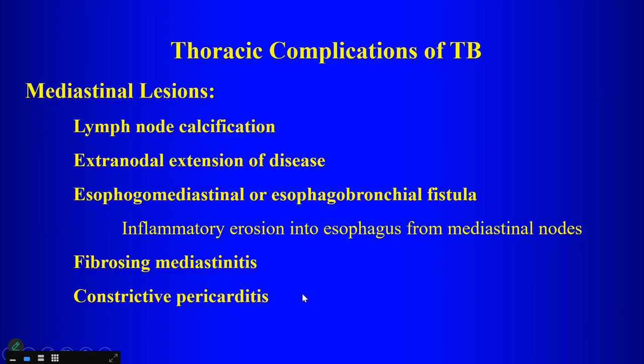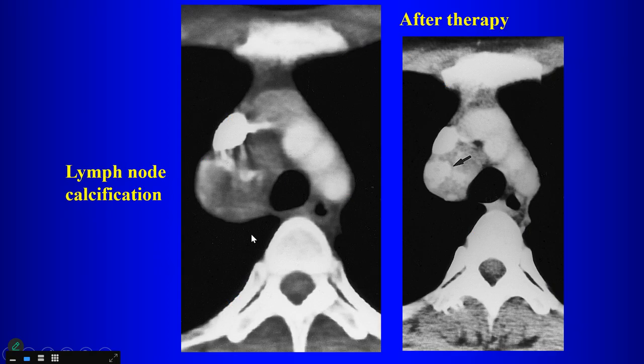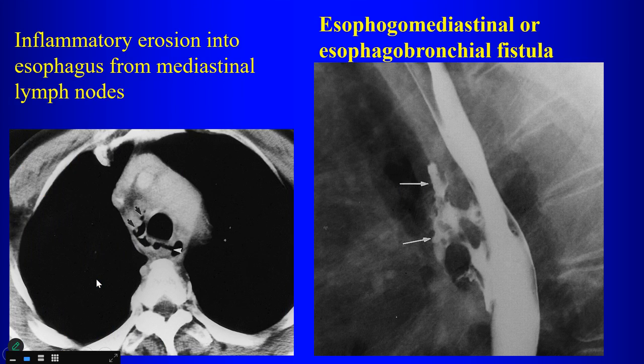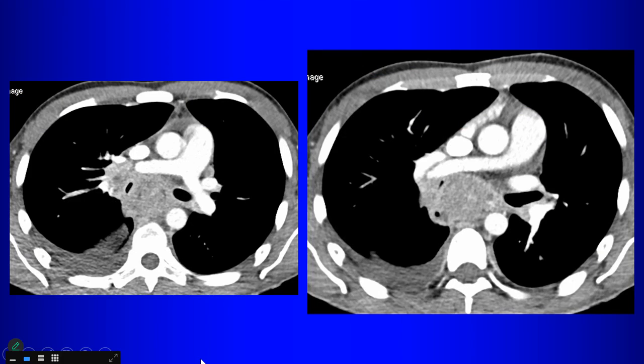And there are some mediastinal lesions that we can also see associated with tuberculosis. Lymphadenopathy, low attenuation here. When it heals, it can heal with some calcification. Fistulas from the esophagus. So esophageal mediastinal fistulas can also occur as these necrotic nodes can erode into the esophagus. So patients can develop fistulas between the esophagus and these lymph nodes in the mediastinum. So here's an example of that.